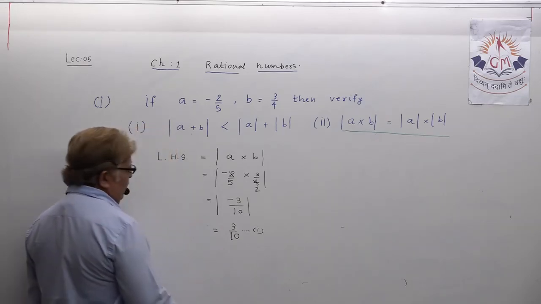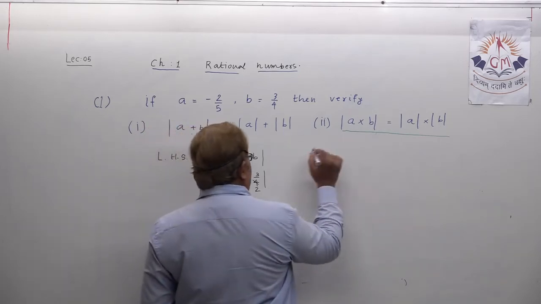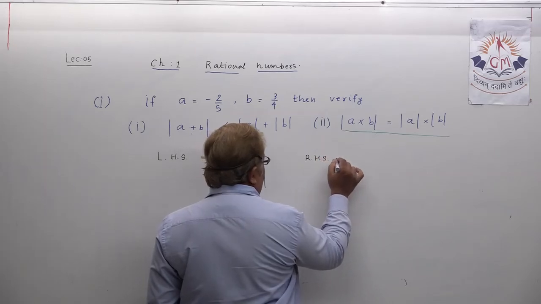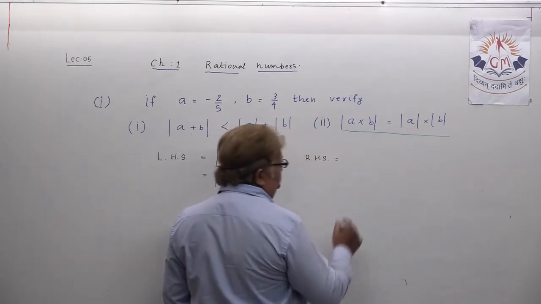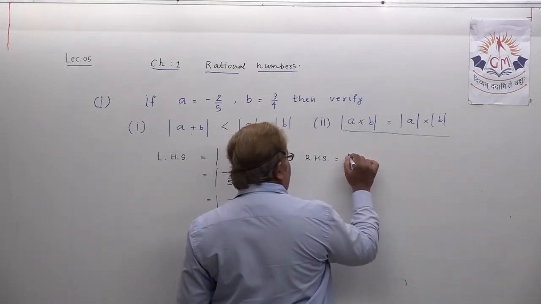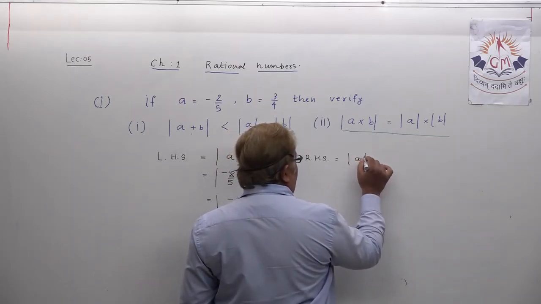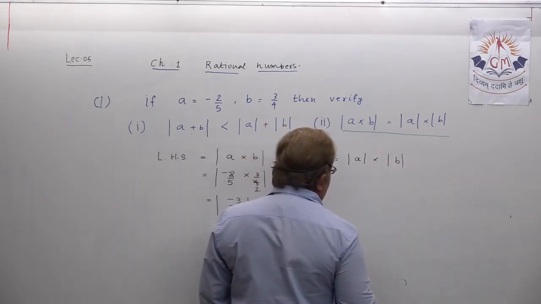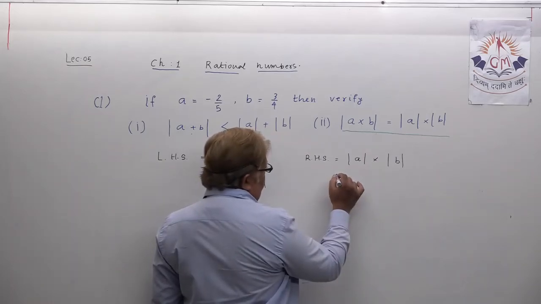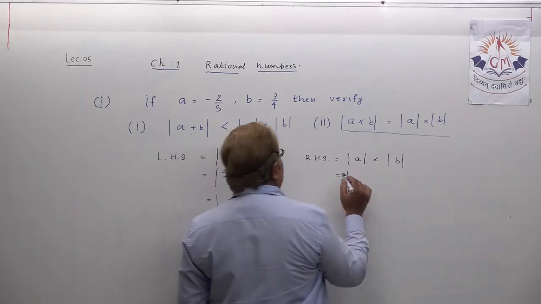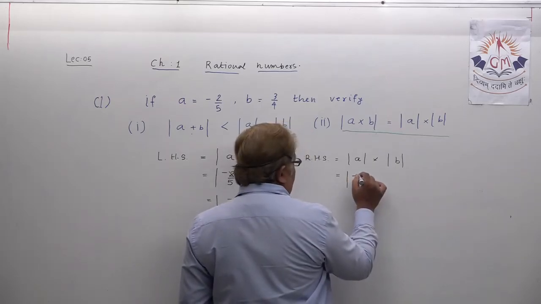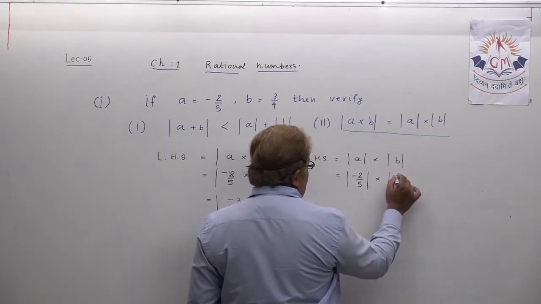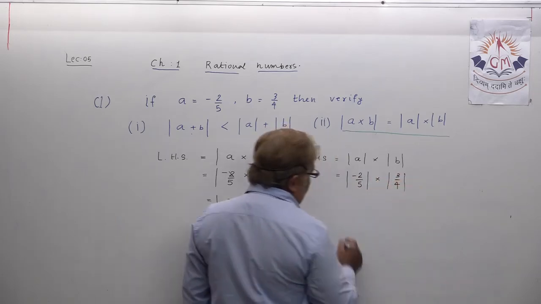Let us verify result number 2. You will write RHS equals to what has been given in RHS: modulus A multiplied by modulus B. Let us write the value of A and B. What is A? Minus 2 upon 5. What is B? 3 upon 4.